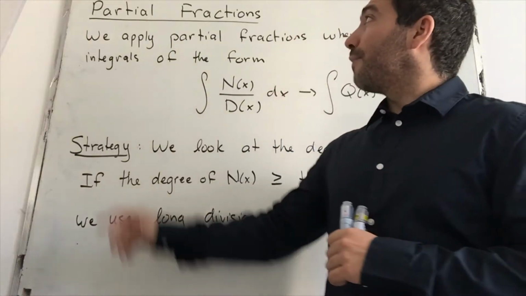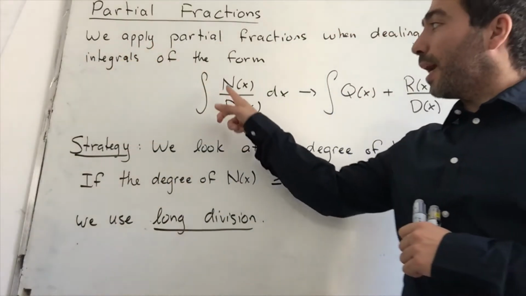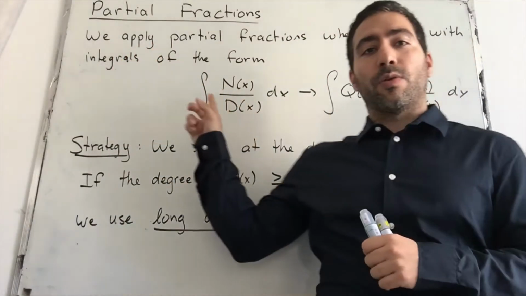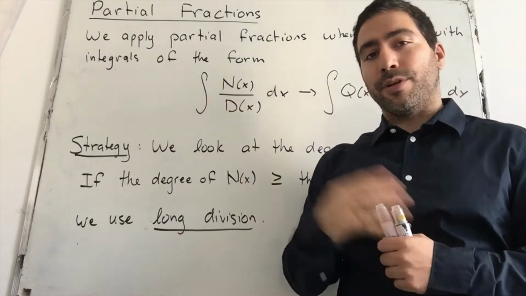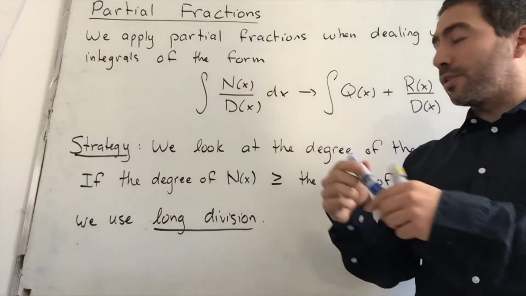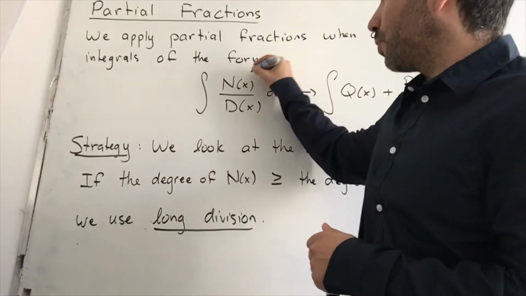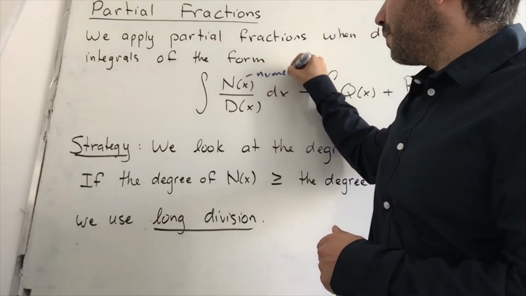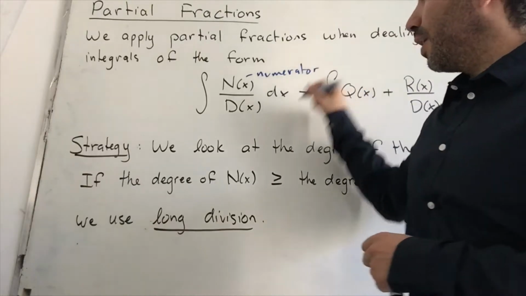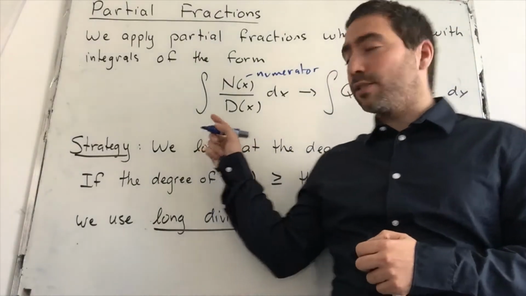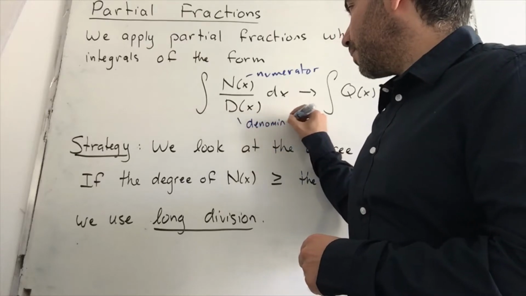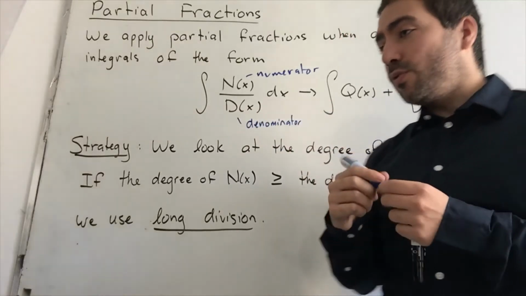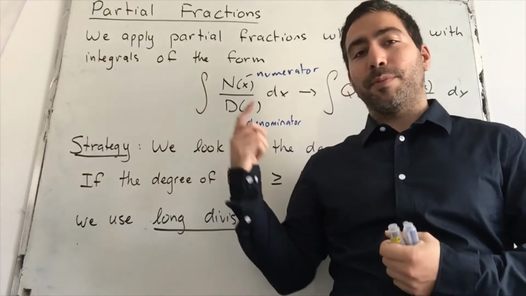So if we have integrals of the form N(x) divided by D(x), N(x) is a polynomial. I'm using capital letter N for the numerator. The value on top is called the numerator, the polynomial on top. And on the bottom we have capital D(x), which stands for the denominator. So whenever you have a division, we're using partial fractions.